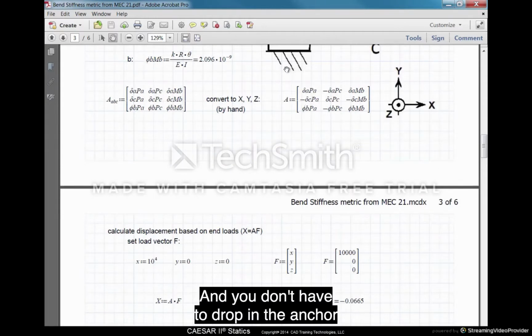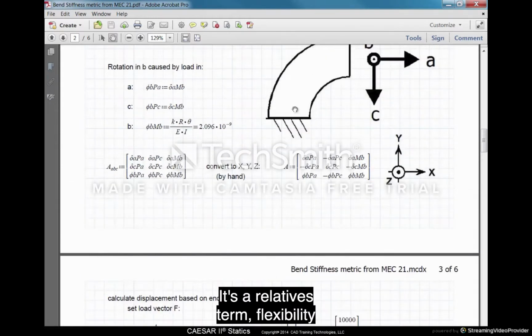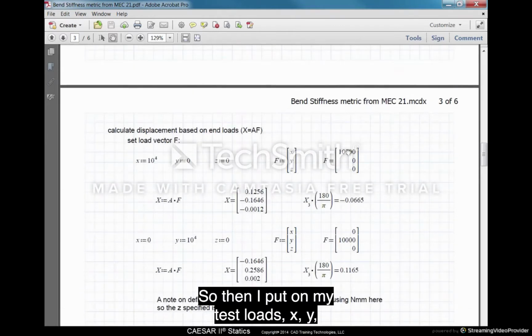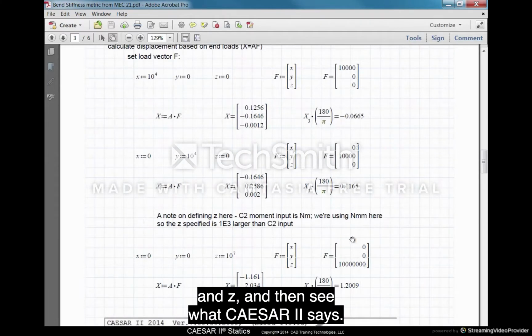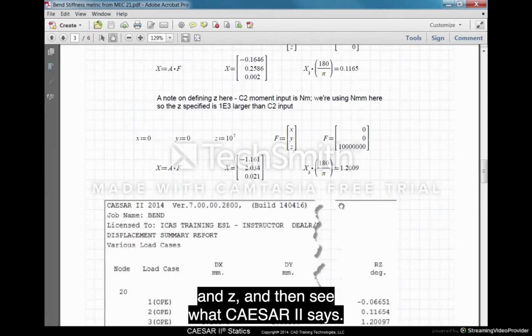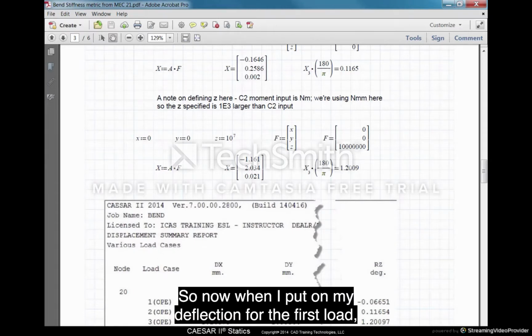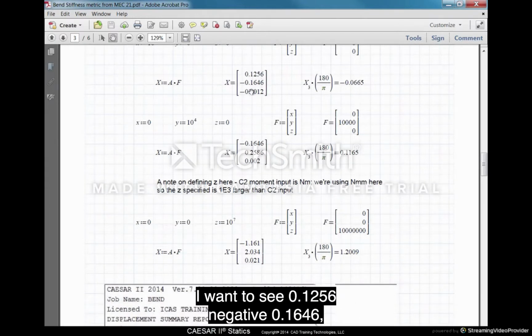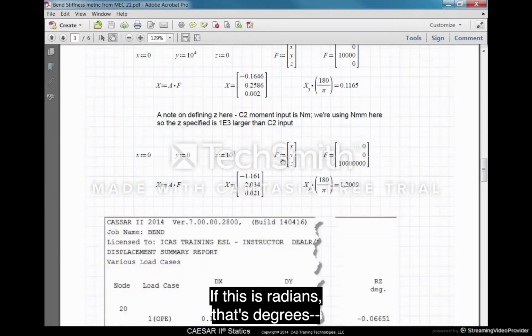And you don't have to drop in an anchor with this flexibility method. It's a relative term, flexibility from one end to the other. So then I put on my test loads, X, Y, and Z, and then see what Caesar 2 says. So now when I put on my loads, my deflection for the first load, I want to see 0.1256, negative 0.1646, and then the rotation at 0.665 degrees. This is radians, that's degrees.